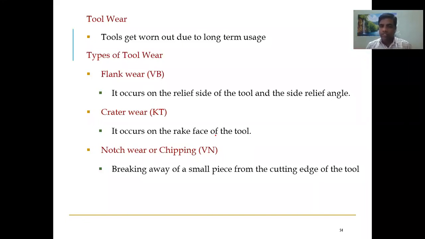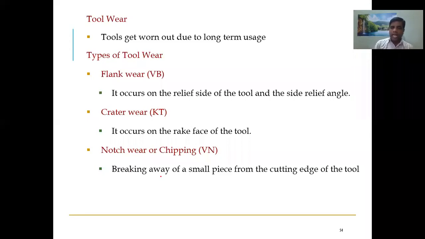So there are 3 types of wear. One is called flank wear. It occurs on the relief side of the tool, at the side relief angle. I told you in previous classes, flank is nothing but the surface of the cutting tool which is directly touching the workpiece. If any kind of wear happens on the flank, that's called flank wear. And this flank wear happens on the clearance side, right? Whatever clearance we give, that's why you call it the clearance or relief angle.